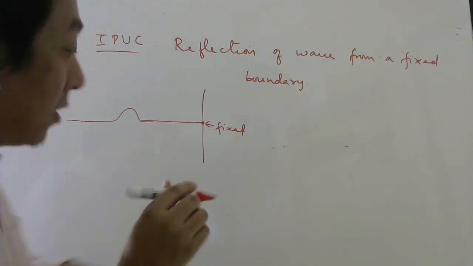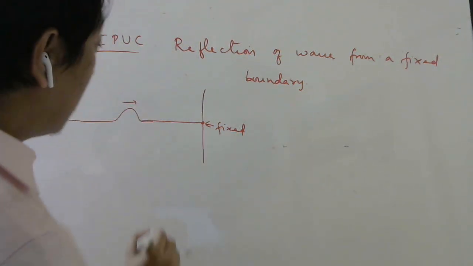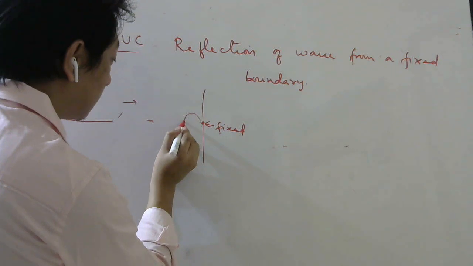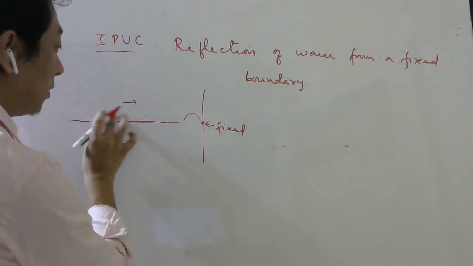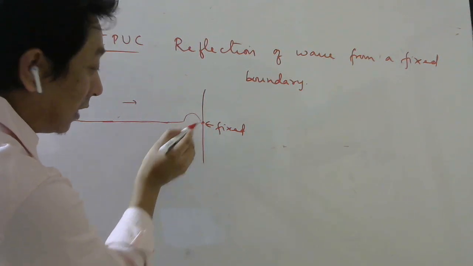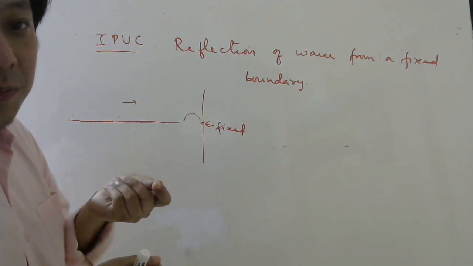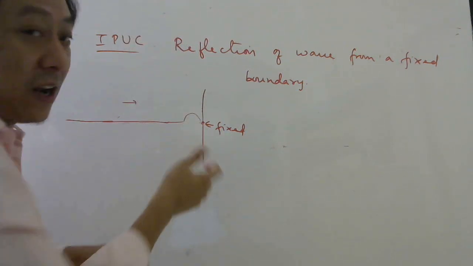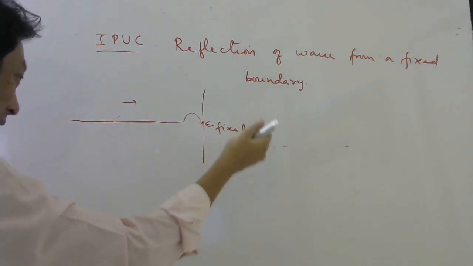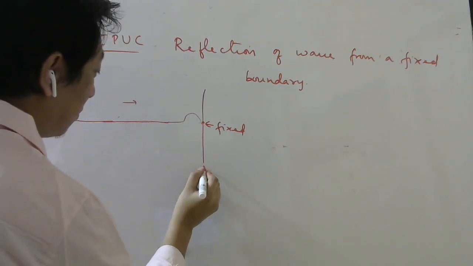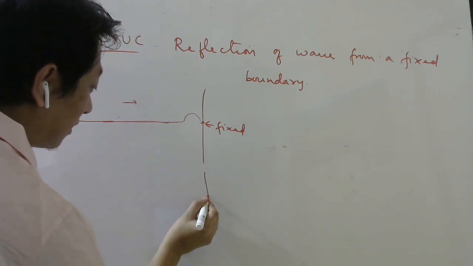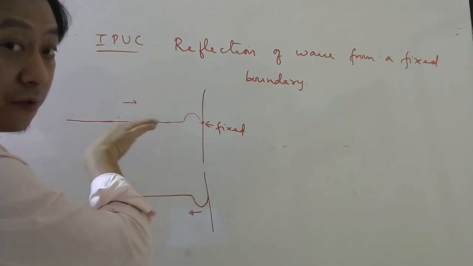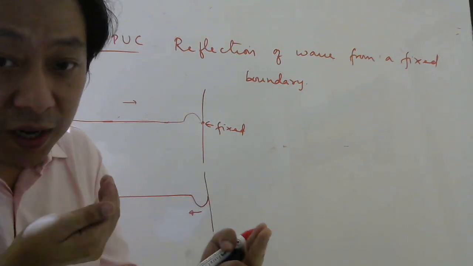In other words, the pulse will travel with some speed. When this pulse reaches the fixed end, it will try to pull this end up, but this is fixed. It will not go up. Instead, it will react, Newton's third law. So if this is trying to pull it up, the fixed end will try to pull it down. So the reflected wave after reflection will have a pulse which will look like this. A crest after hitting a fixed boundary will be reflected as a trough.